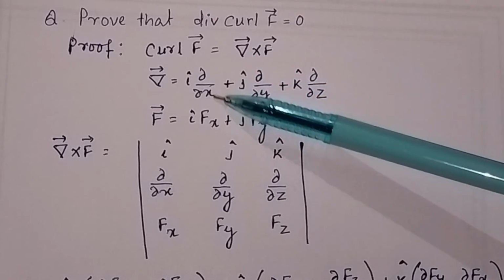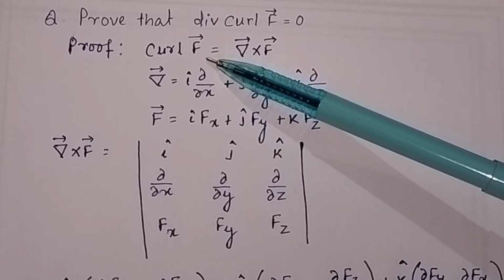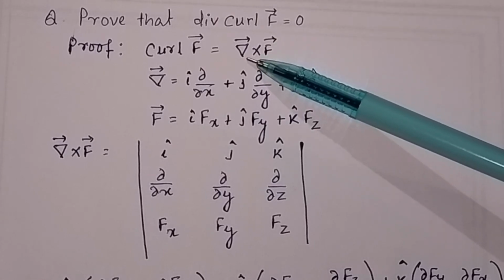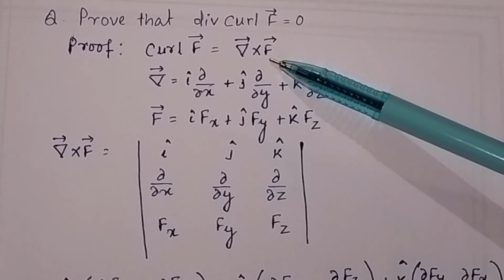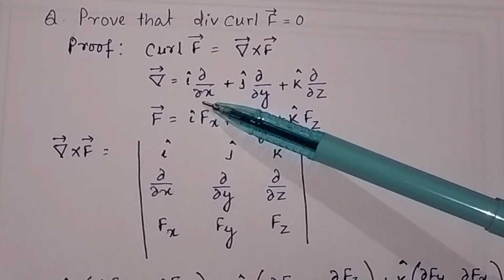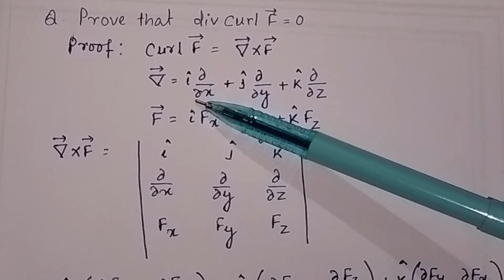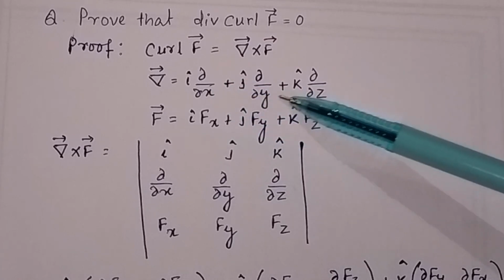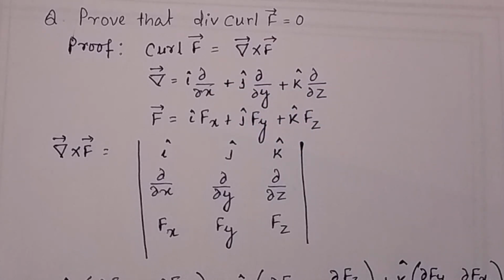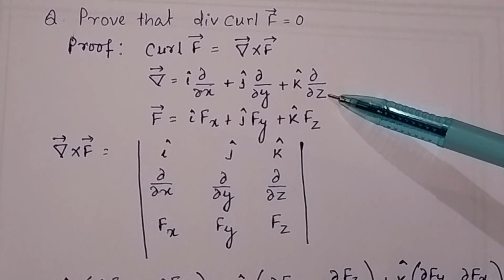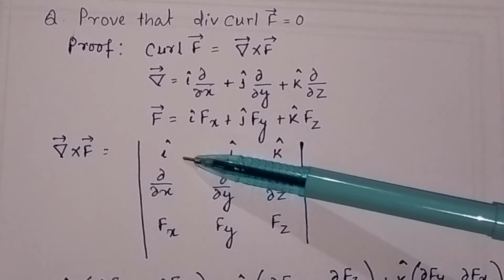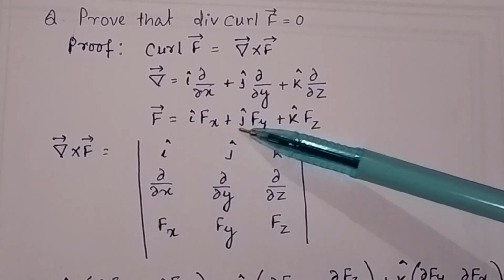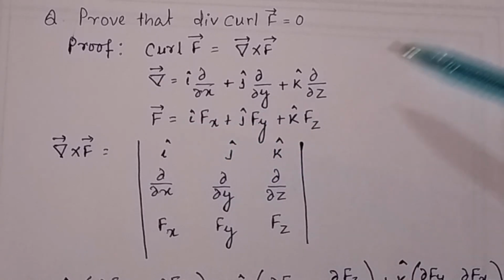So to prove this, we know that curl of a vector field equals the cross product of the del operator with the vector field, that is del cross f. And we know del operator is a vector operator and it is defined by i cap partial derivative with respect to x plus j cap partial derivative with respect to y plus k cap partial derivative with respect to z. And here the vector field f equals i cap fx plus j cap fy plus k cap fz.